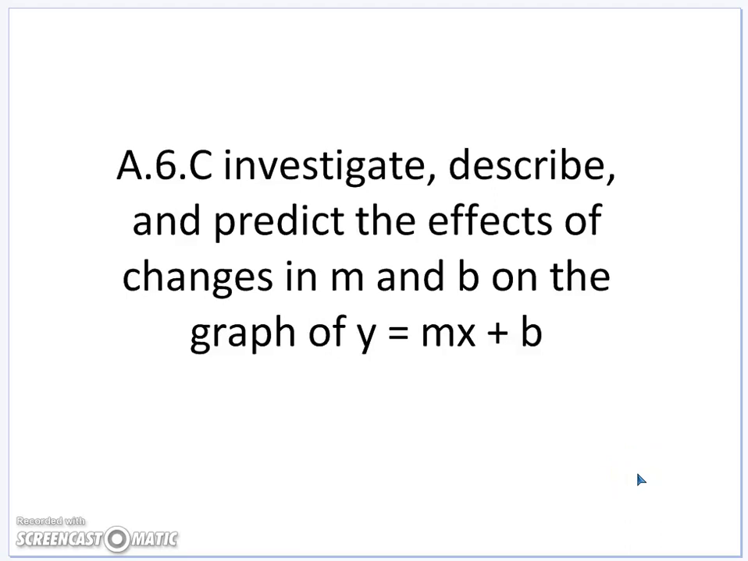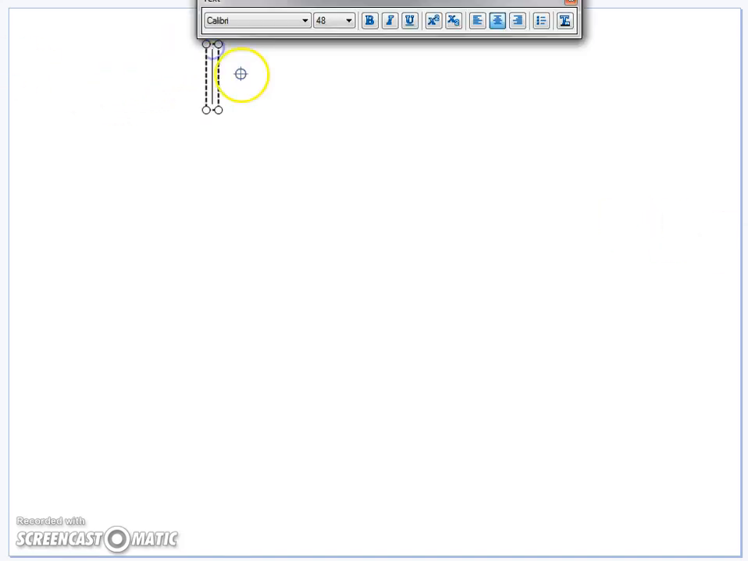Today's lesson objective is A.6C. Investigate, describe, and predict the effects of changes in m and b on the graph of y equals mx plus b. Before we get into some examples, I want to first make sure we have a good understanding of what the m and b represent. To start with, we're referring to what's called a linear function.